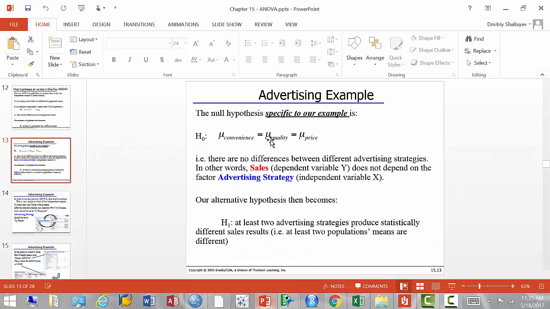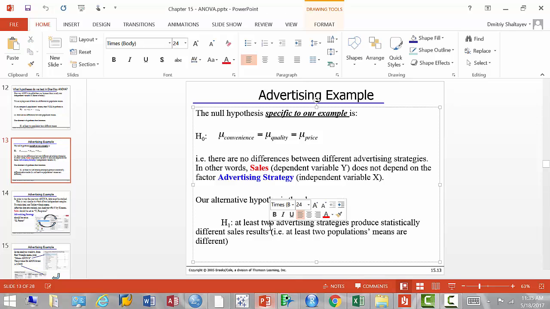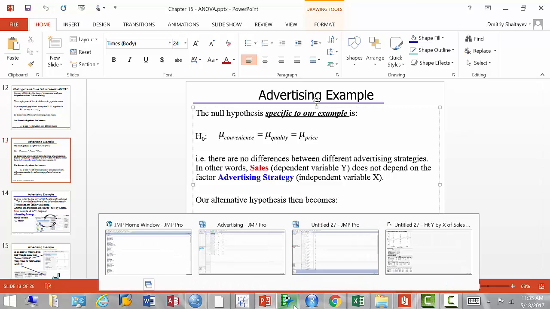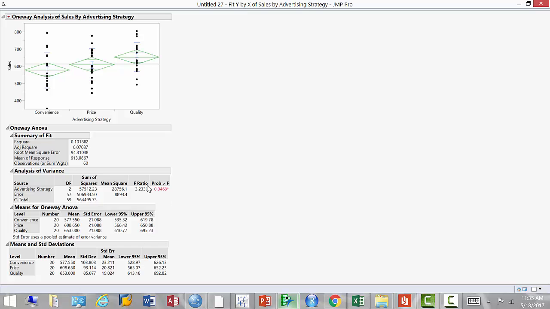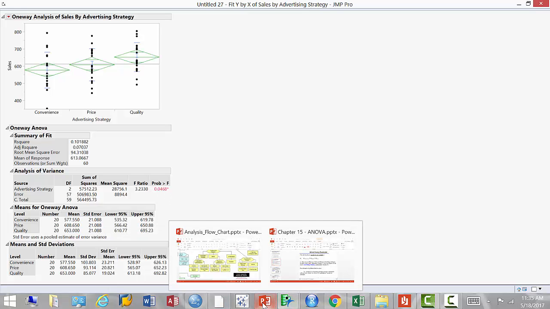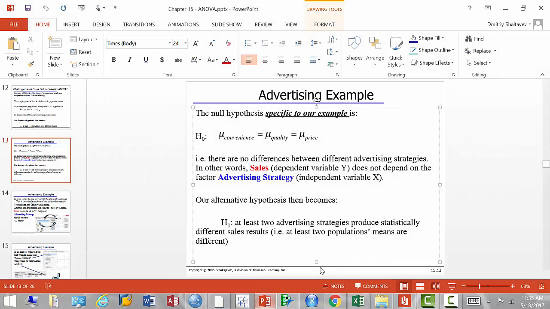So I'm going back to my hypothesis that I was testing, and here they are. My null says that they are the same, my alternative says no, they're not. At least two are different. My p-value that we just saw was 0.0468. Okay. So what do I do with this p-value?